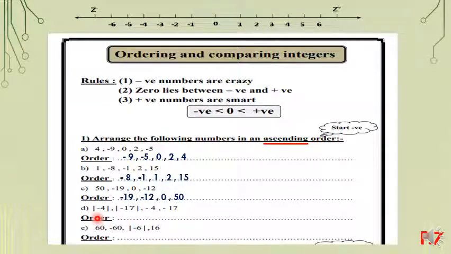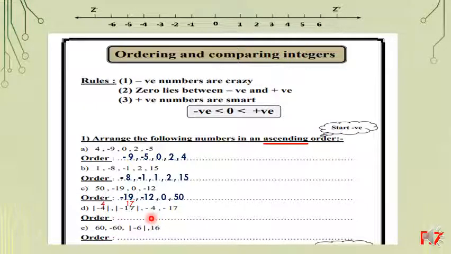Letter D. Absolute value of negative 4, absolute value of negative 17, negative 4, and negative 17. First, we need to solve these absolute values before we start ordering. Absolute value of negative 4 is 4. Absolute value of negative 17 is 17. Now, here we have two positive numbers, two negative numbers. We are going to start with negative, which are crazy.